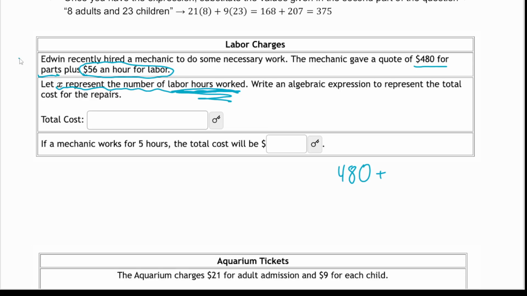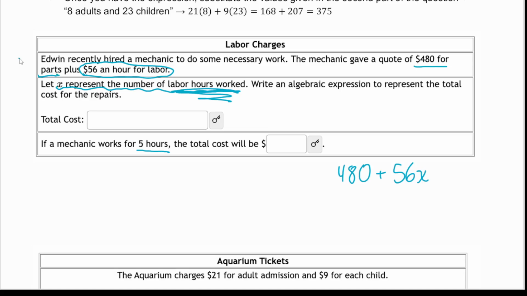The labor cost. If they had instead given us, let X represent the number of parts ordered and it was $480 per part, that would be different. But instead the mechanic just said, hey, all the parts together are $480, and then this is how much I charge for my labor, which if you've ever gone to a mechanic tends to be how it works. So we'd have 480 plus 56X, where X represents the number of hours worked.